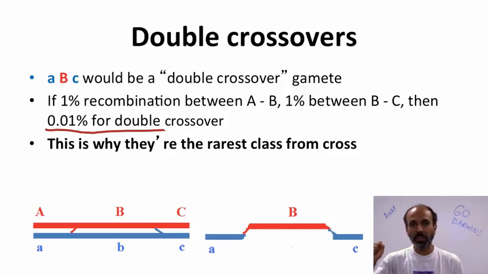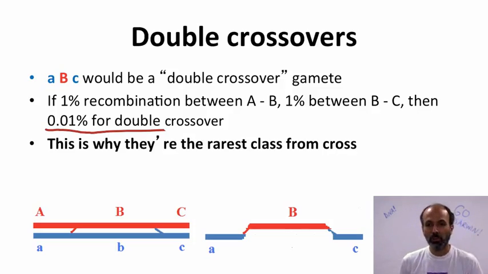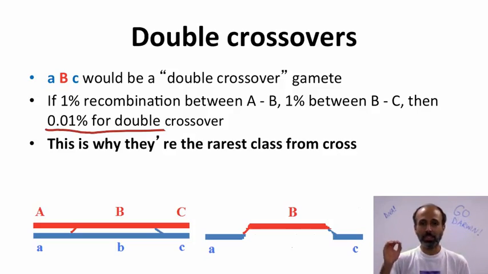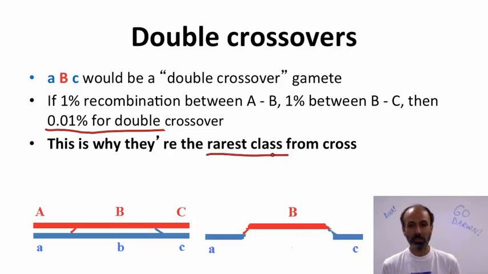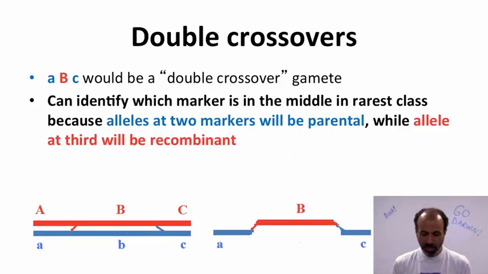Essentially, you're taking a rare thing and multiplying by the probability of another rare thing to get this double crossover class. It will always be the rarest class from any particular cross. And again, you can identify which marker is in the middle because it will be that rarest class. The alleles at two markers will be parental relative to each other, while the allele at the third will be recombinant. So we could have immediately looked at the previous slide and said, oh, I see that little a, big B, little c is the least frequent category. Therefore, this must be the double recombinant.